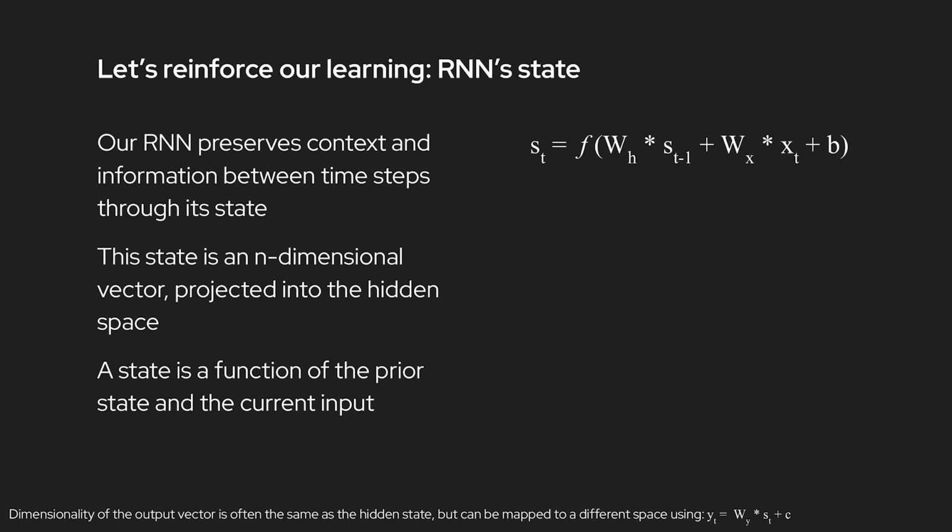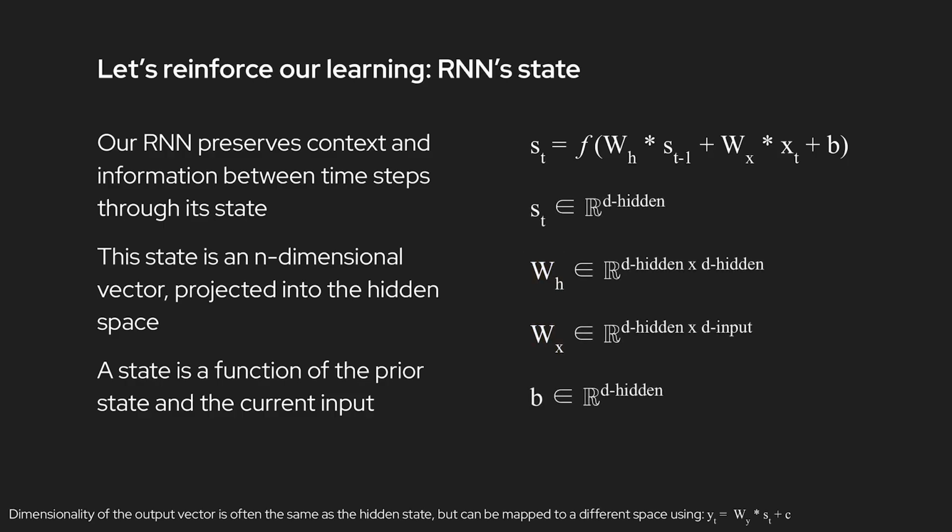Before we move on, I want to delve into what an RNN state exactly is. Our RNN is trained to preserve context and information it deems is important between time steps. At any given time step, our model projects the previous state and the current input into the hidden space using the weight matrices WH and WX. You might notice that, contrary to traditional neural networks, these weights are in the form of matrices instead of vectors. Because the dimensionality of the input vector and the hidden state are generally different, our weight matrices are shaped accordingly to map the input space to the hidden space.